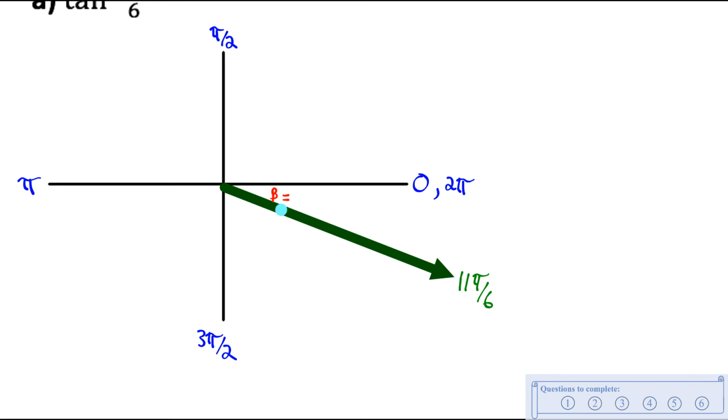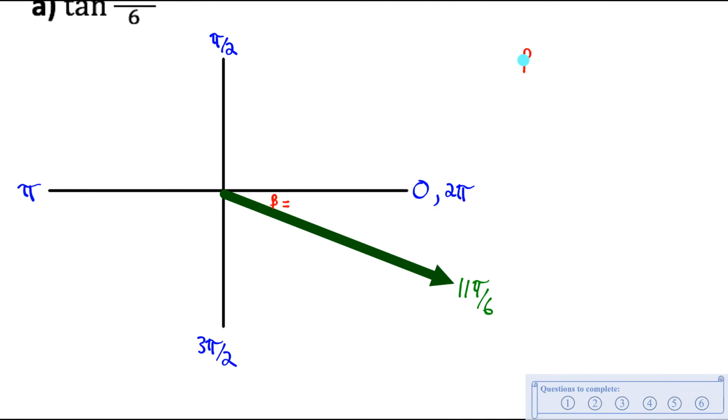If I want to figure out beta, I need to find the angle between the closest x-axis and the terminal arm. So what's that angle? Well, the closest x-axis is 2 pi, and the angle is 11 pi over 6, so let's find the difference between 2 pi and 11 pi over 6. Now, you wouldn't always have to write this, but I can do a little calculation off to the side. Beta would equal 2 pi minus 11 pi over 6. I'll get a common denominator. I'll rewrite 2 pi as 12 pi over 6. So I have 12 pi over 6 minus 11 pi over 6. That's 1 pi over 6. So my beta is pi over 6.